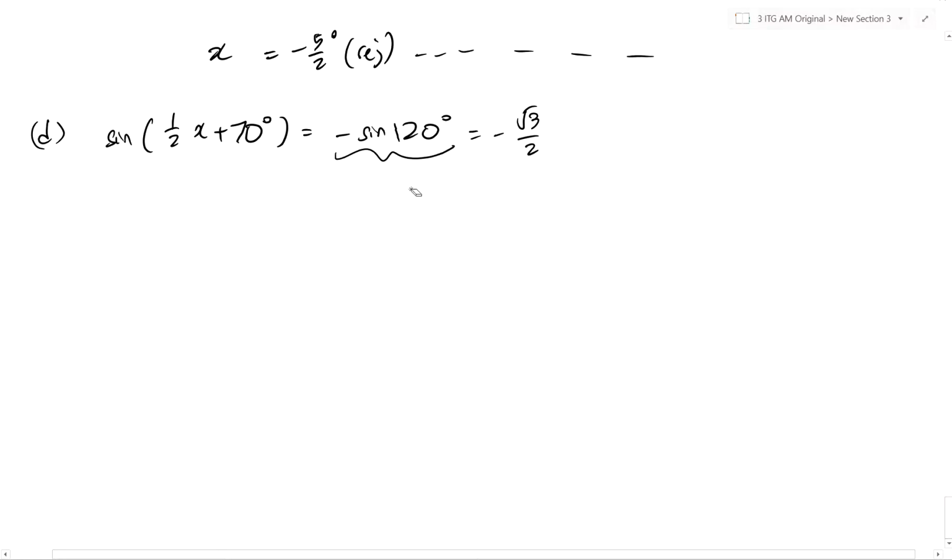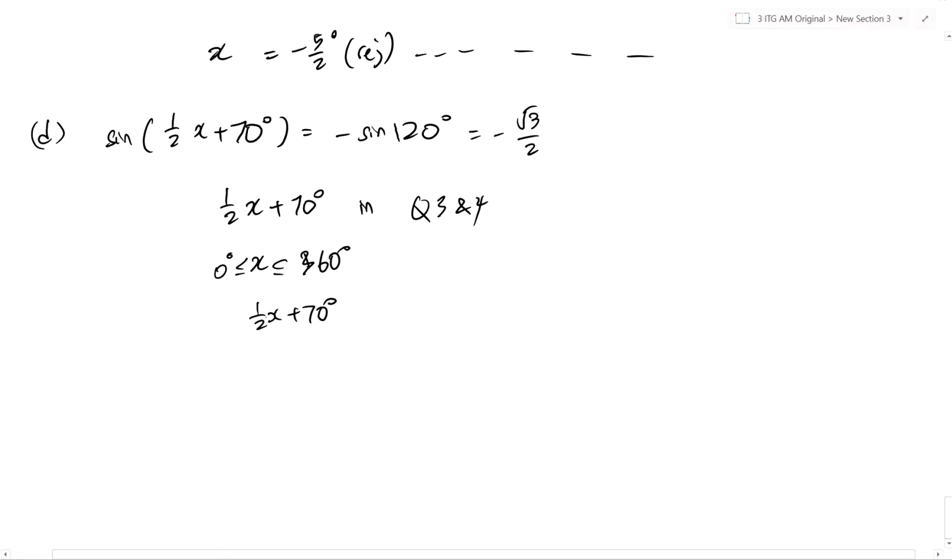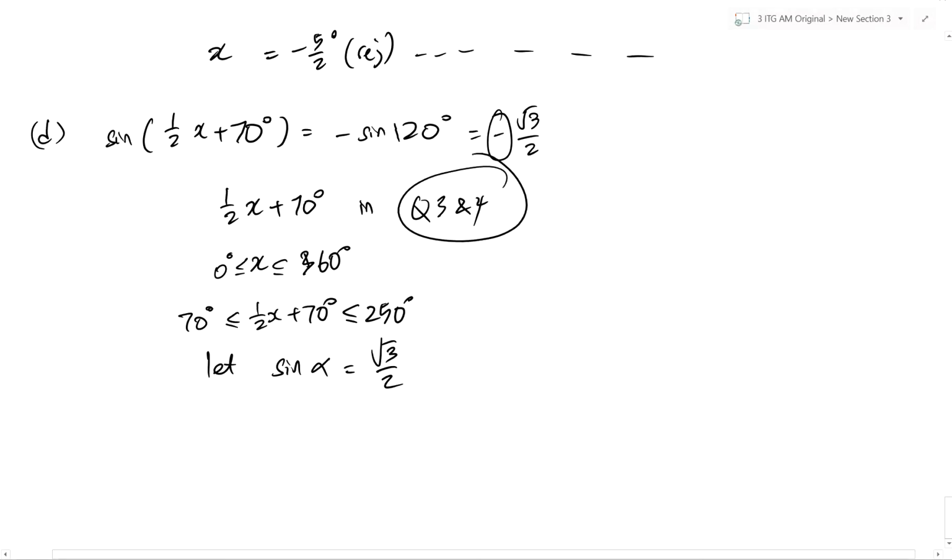So we know that half x plus 70 degrees is in which quadrant? 3 and 4. So we need to write down our range again. X from 0 to 360, half x plus 70 is from 70 to 180 plus 70, 250. Let sine alpha be equal to root 3 over 2. Note revision: when I'm looking for the basic angle, I ignore the negative sign if any. In other words, take the modulus. Just conveniently leave it out, because the sign will be taken care of by the quadrants.